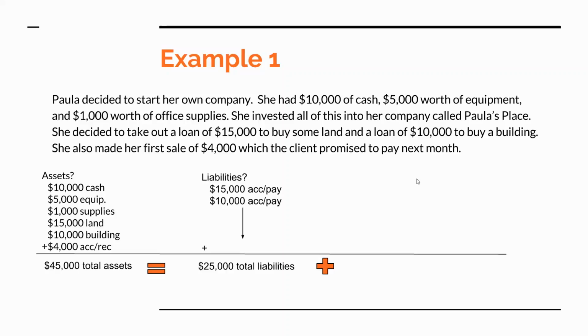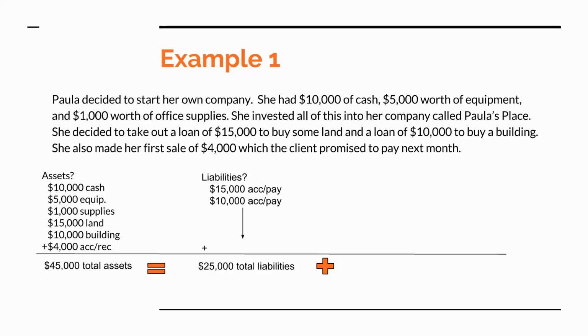But what is interesting to note is that she invested more than just cash. She invested cash, equipment, and supplies. And that is possible. A lot of people actually do that. Like, some people come in with a building that they want to use for their business. Some people come in with, say, several large trucks, or they come in with something that's more than just cash.